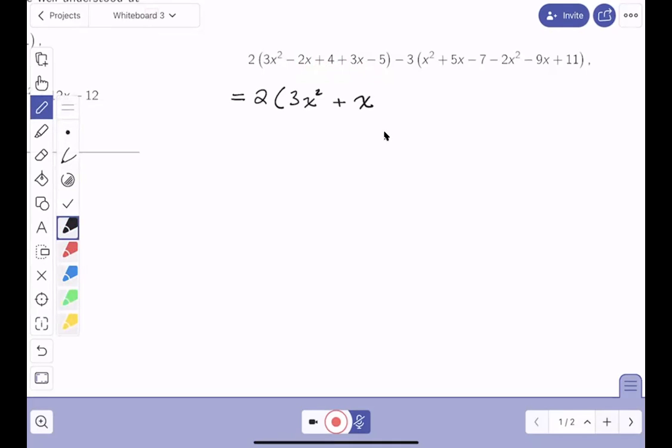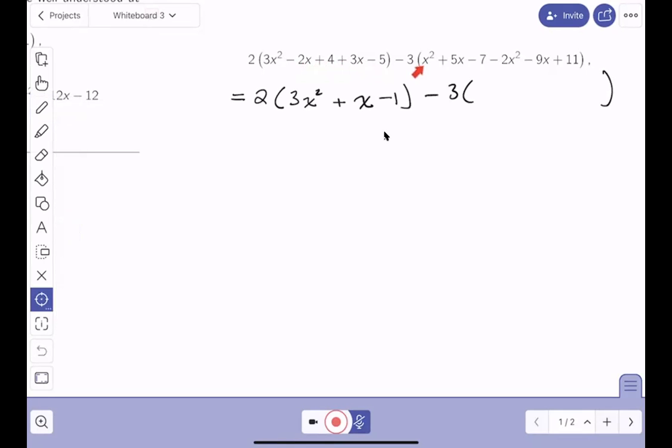4 minus 5, they're like terms. What do you get over there? Minus 1. Minus 3, same thing over here. I'm going to count this for you over here: 1, 2, 3, 4, 5, 6 terms. Like terms, x squared minus 2x squared. Combine their coefficients. 1 minus 2 is minus 1x squared. I'll just put down minus x squared. What's next up? 5x minus 9x is minus 4x.